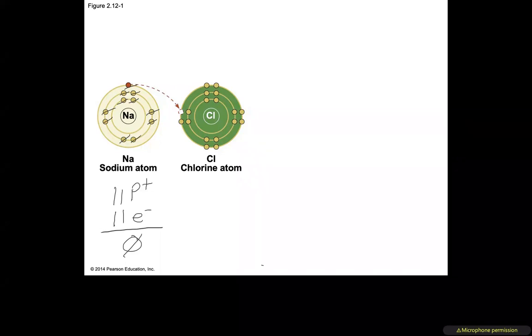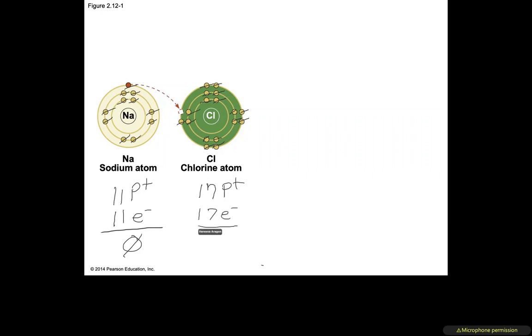Your chlorine, if you look on your periodic table, it's number 17. That means it has 17 protons in the nucleus. If it has 17 protons before any reactions take place, there's going to be 17 electrons. Let's double check. 1, 2, 3, 4, 5, 6, 7, 8, 9, 10, 11, 12, 13, 14, 15, 16, and 17. So as you can see, yes, it does have 17 electrons orbiting the nucleus. So that is going to give it a perfect neutral charge.